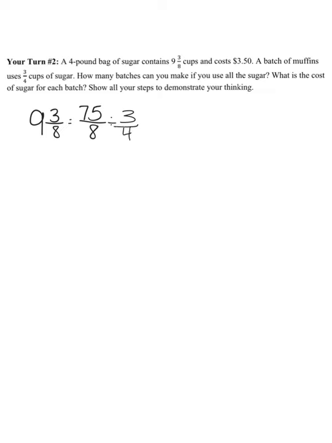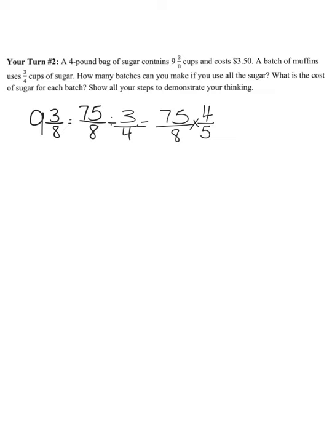And recall, dividing fractions is really multiplying by the reciprocal. So I'm going to rewrite that by multiplying by the reciprocal. And if you think back to our lesson on multiplying rational numbers, we talked about how we can cross-reduce rather than multiplying and then reducing. So I'm going to cross-reduce before I multiply.